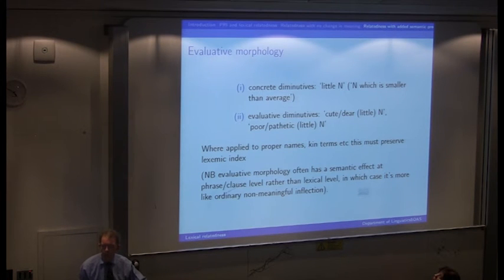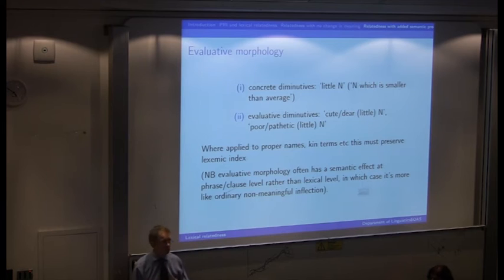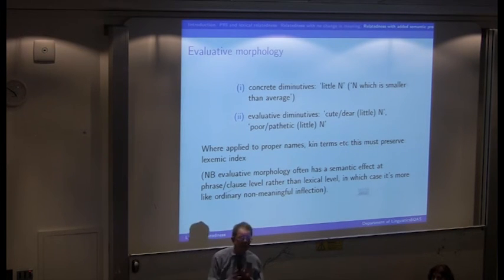And there are two sorts. You can have literal ones, where it means a little one of these, table, small table. And there are others where the evaluative component is more important, so cute little thing, you know. And very often these things are applied to proper names and kin terms. Now, if they're applied to a proper name or a kin term, then obviously you're not creating a new lexeme. You don't really want to say, I mean, even the same is true of hypocoristics actually as well. You don't really want to say that, I don't know, a name like Andy is different from the name Andrew. There are different forms of a name that one person has.